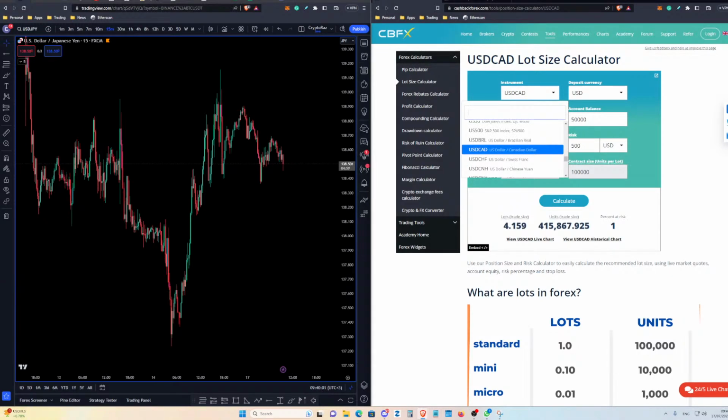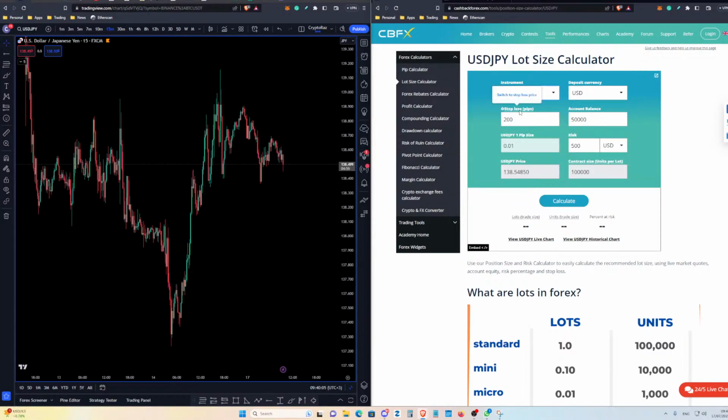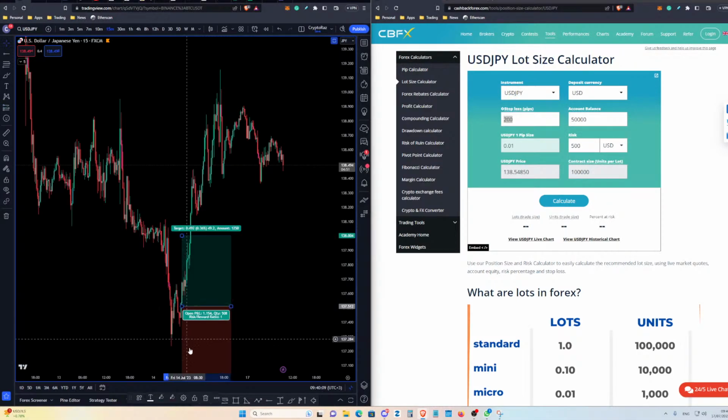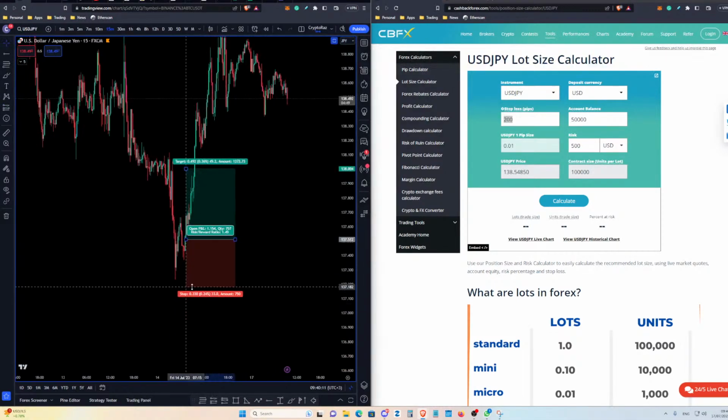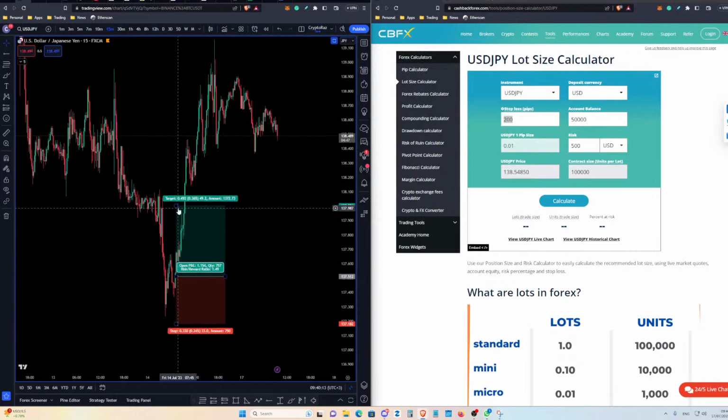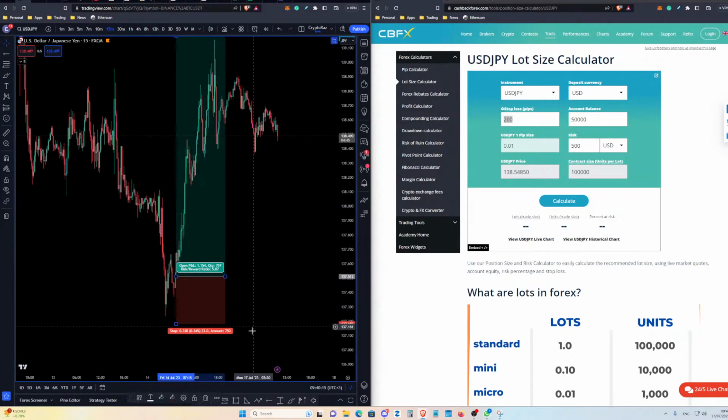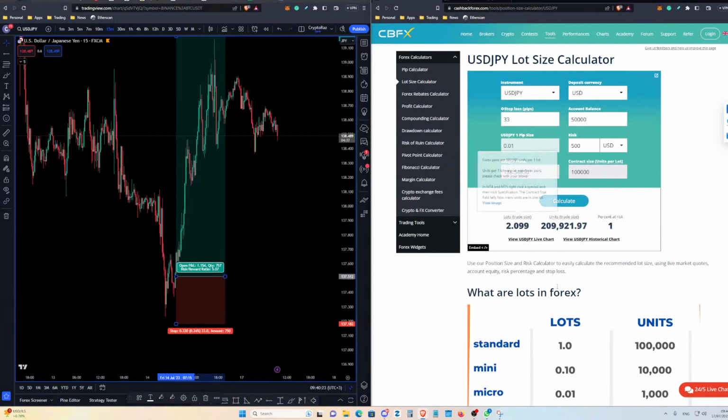Of course, we are using the USD CAD lot size calculator, and then we will go to USD JPY, and we can calculate it as well. Guys, let's see. Let's say we enter long right here, stop loss is in here, and target, let's just say it's up here. It's not relevant. We have 33 pips distance. So let's write it down. And then it says, okay, use the lot size of 2.